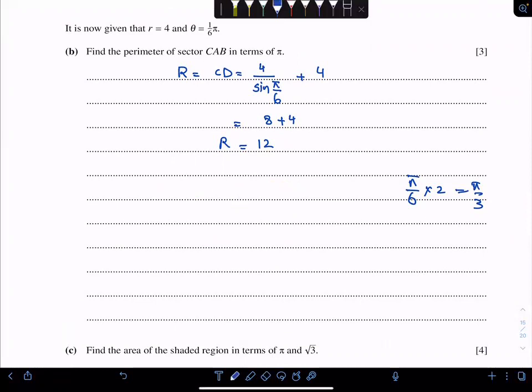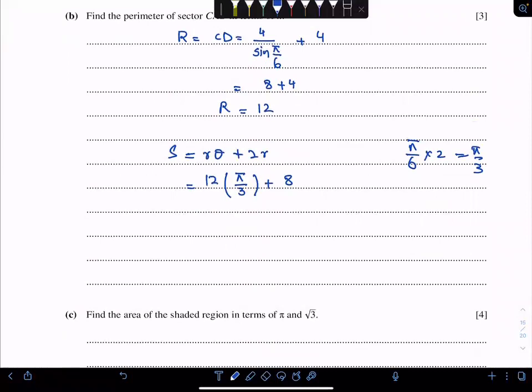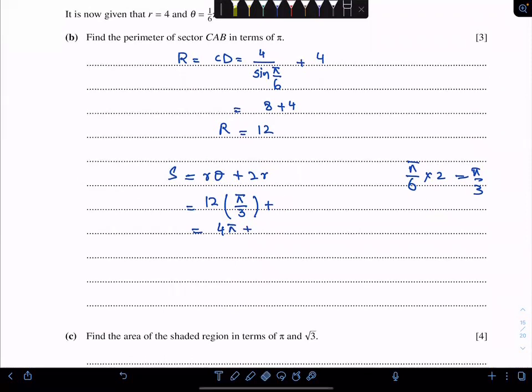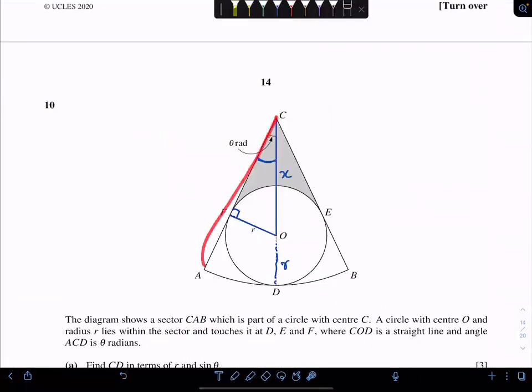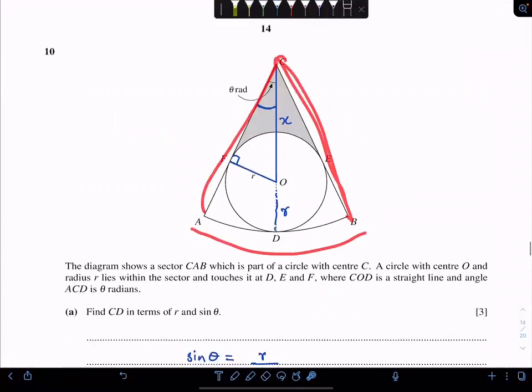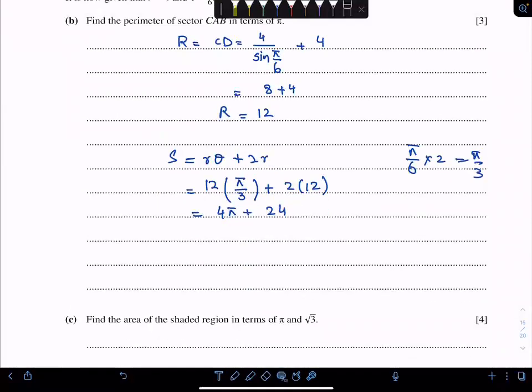I'm sorry. Yes, sir. S is equal to R theta plus 2R. Theta is equal to 5 by 3, so R theta is 4 times 4 pi, plus 2 into R, R is 12, so 2 into 12 becomes 24. So 4 pi plus 24, because we have two radii, 1 and 2, so we have to add 1 and 2 and this arc length. This is our final answer. Perimeter is equal to 4 pi plus 24.